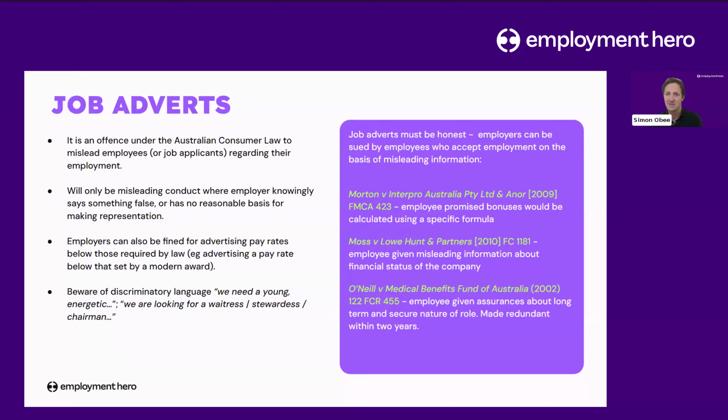So the first case, Morton and Interpro, the employee was promised as part of the application process that their bonus would be calculated using a particular formula. However, when they started, the company changed its position on that, and the employee was able to successfully sue their employer. Moss and Low Hunt and Partners, the employee was given misleading information about the company's financial status. In other words, the employer overinflated how well the company was performing, and the employee was able to bring an action for misleading conduct there.